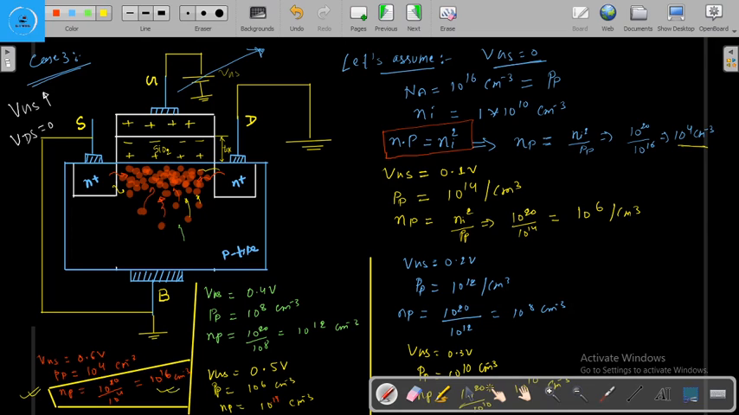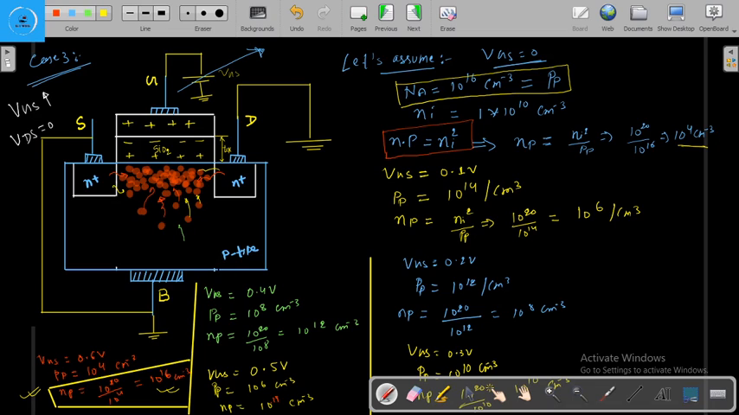Now see, the concentration of the electron near the Si-SiO2 interface is 10 to the power 16 per centimeter cube, which will be equal to the concentration of the hole that was present in the substrate. Now at this point we will say the inversion occurs.